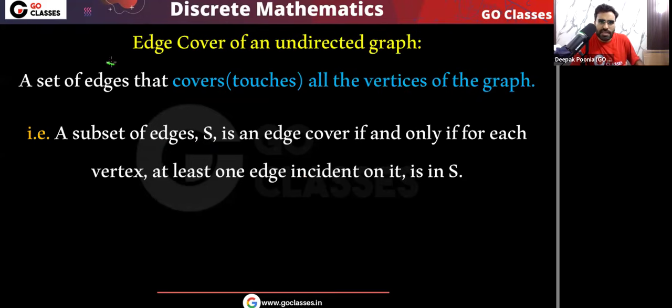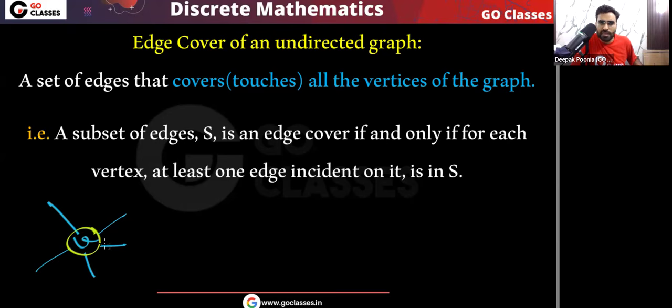So I can say that this edge cover is basically a subset of edges. A subset of edges S will be an edge cover if and only if for every vertex, at least one of the edges incident on it must be present in S. Very simple point. Whatever vertex V you take, if these are the edges that are incident on V, then to cover this vertex V, we must take at least one of these edges in the edge cover, because an edge cover is a subset of edges that will touch, that will cover all the vertices.